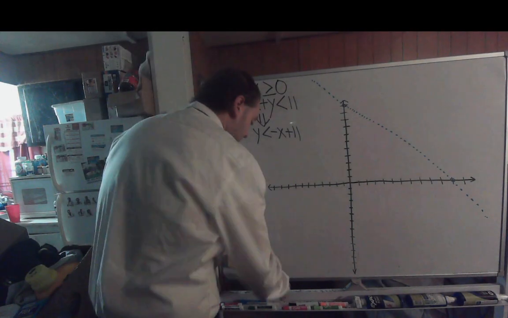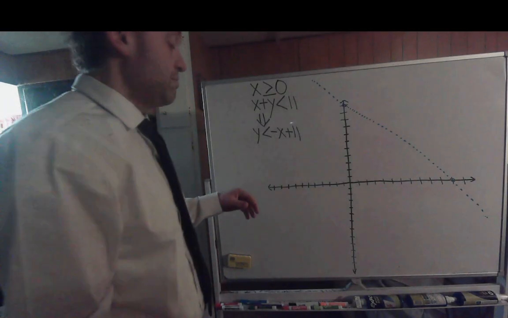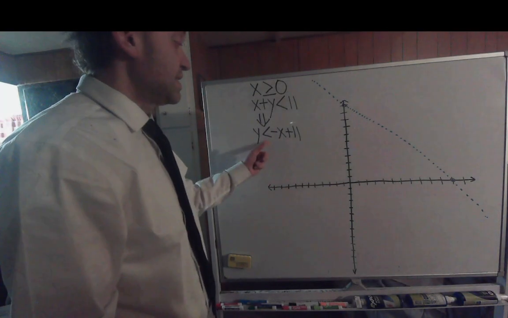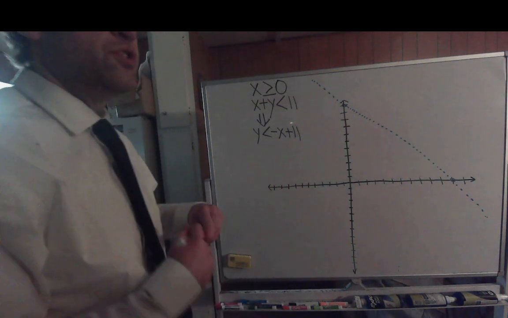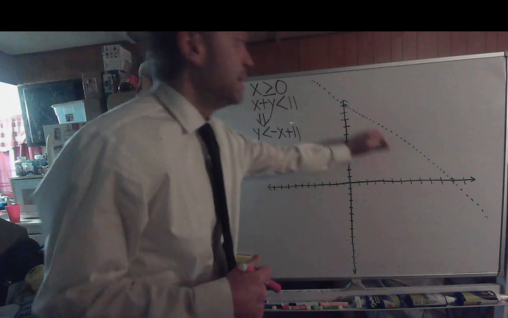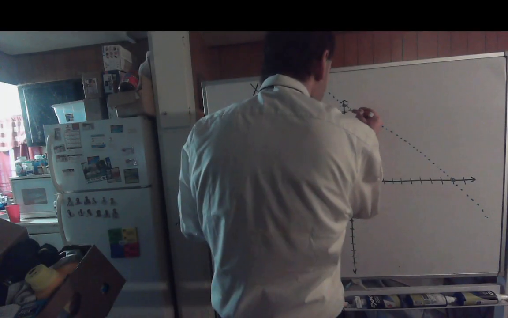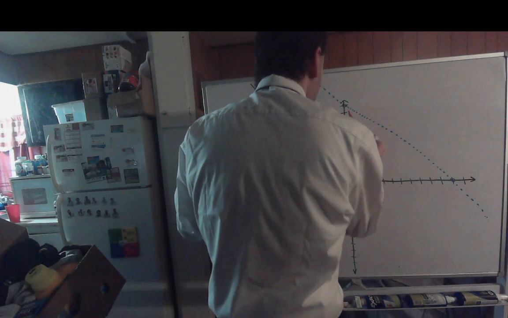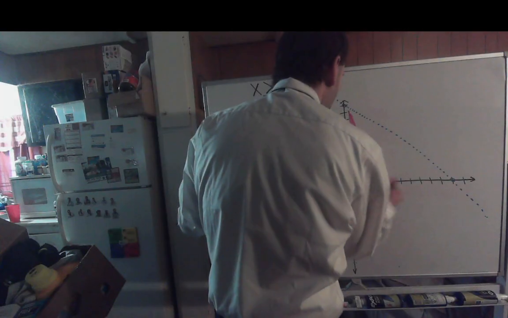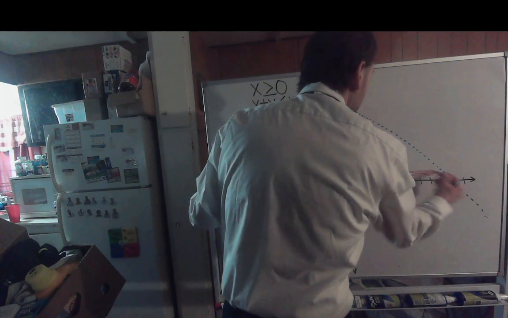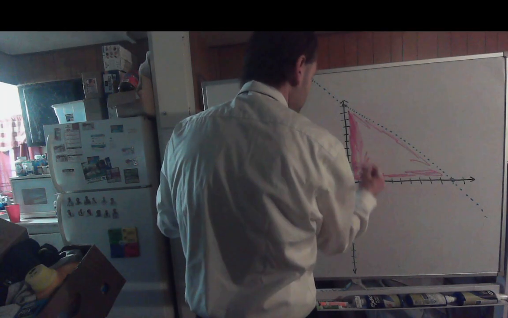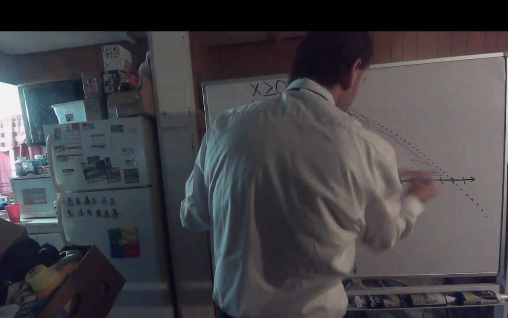The reason for that, again, is because you want to figure out, are you shading below the line or above the line? Since it's less than negative x plus 11, you're going to shade below the line. So you're going to shade all x values greater than 0, but below this line here. So we will shade this region over in here. So x equals 0 is part of your solution set since it's greater than or equal to 0.